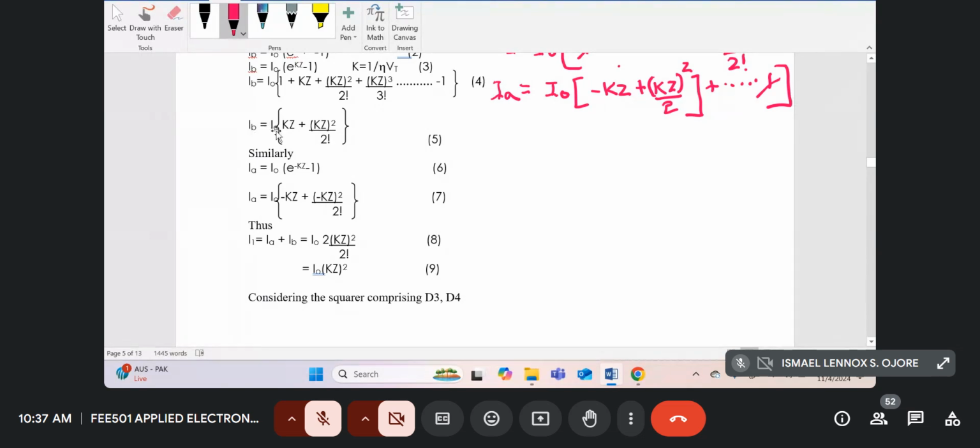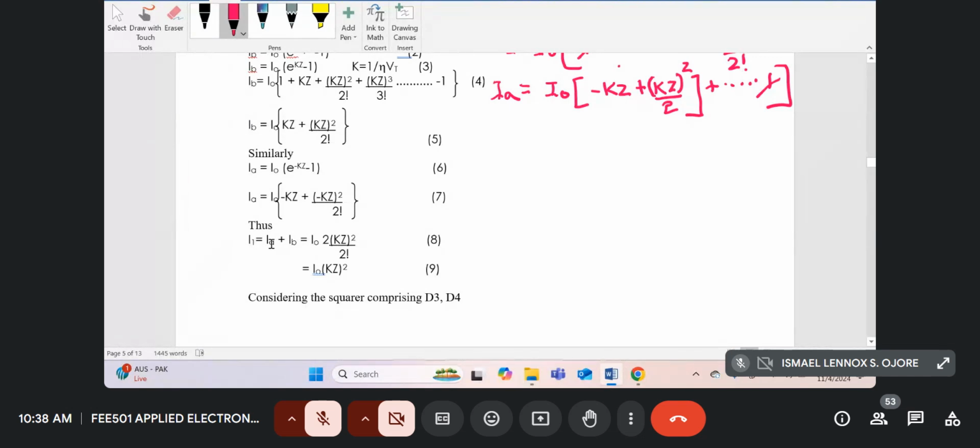So if you add equation 5 to equation 7, the kz here in 5 will cancel with the minus kz of 7. I naught is common, so it'll just remain with 2 times kz squared divided by 2, because in equation 7 the minus kz squared, if you square it, it becomes positive. So that's how you get equation 8.